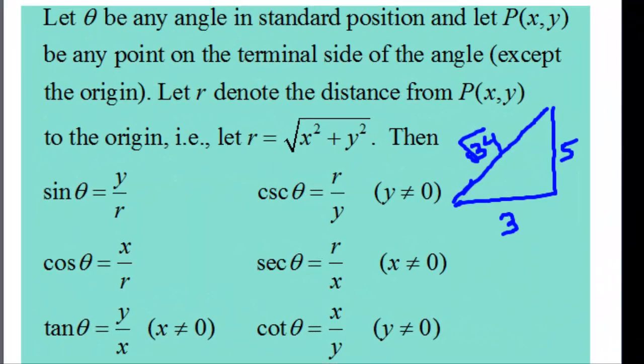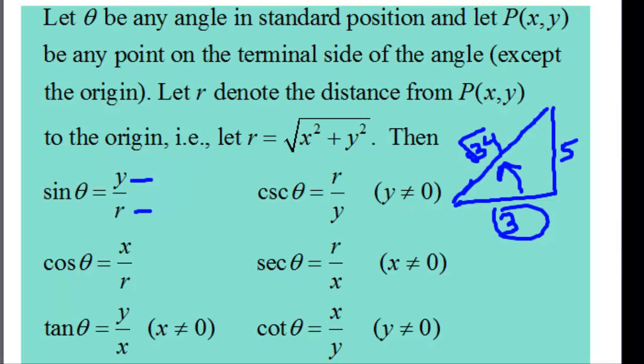So here we have another way to look at the trig functions. We've got the same triangle here, 3, 5, square root of 34. Sine, which is the opposite over the hypotenuse, is also the y value over the radius. Cosine, which was the adjacent over the hypotenuse, is also the x value over the hypotenuse, over the radius.